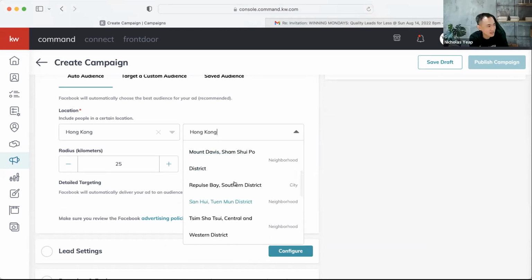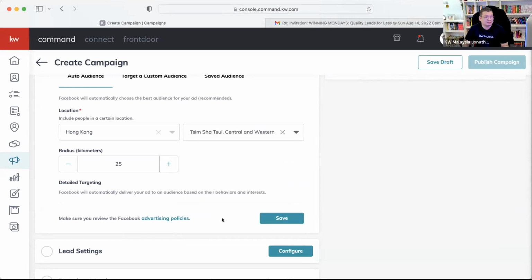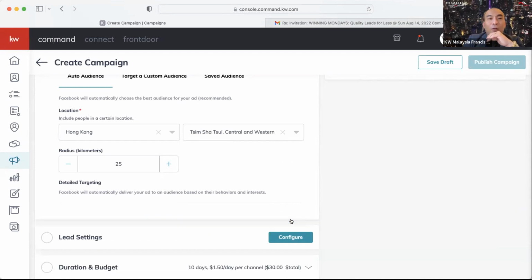I know Repulsion. Tsim Sha Tsui is supposedly a high-end area, right? Yeah, Tsim Sha Tsui. Yeah, I will do that. Okay. Tsim Sha Tsui is central, that's on Hong Kong island. Okay, let's do this. So 25 kilometers, enough? Yeah, let's try that. Okay, so that's step 4.